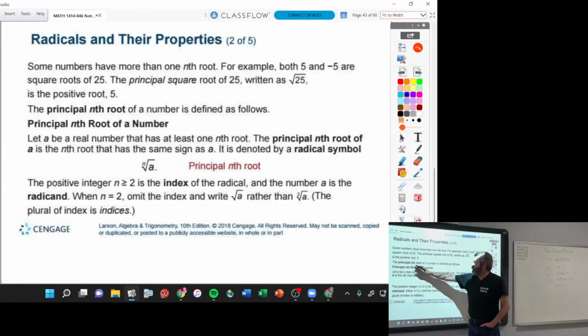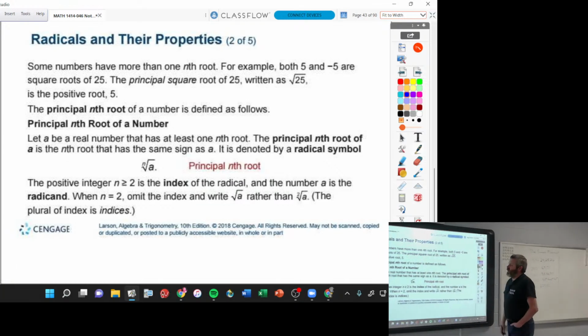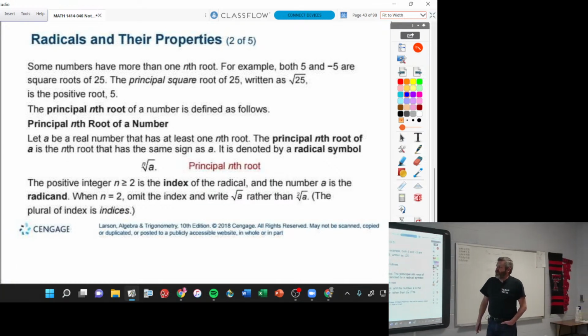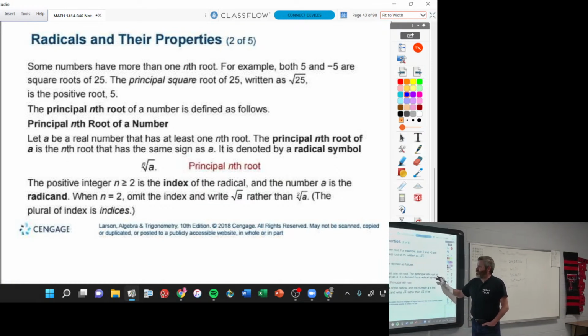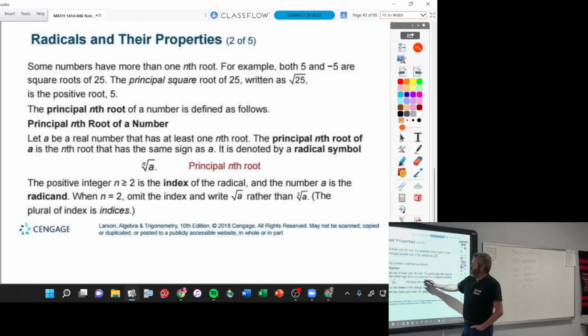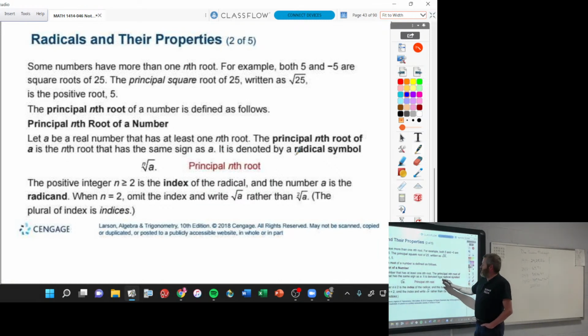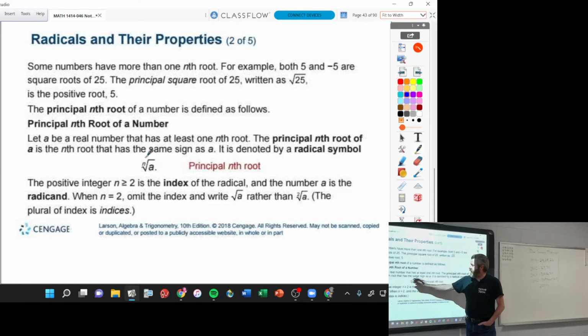The principal nth root of a number is defined as follows. If a is a real number that has at least one nth root, the principal nth root of a is the nth root that has the same sign as a, and it is denoted by a radical symbol. This right here is read as the principal nth root.